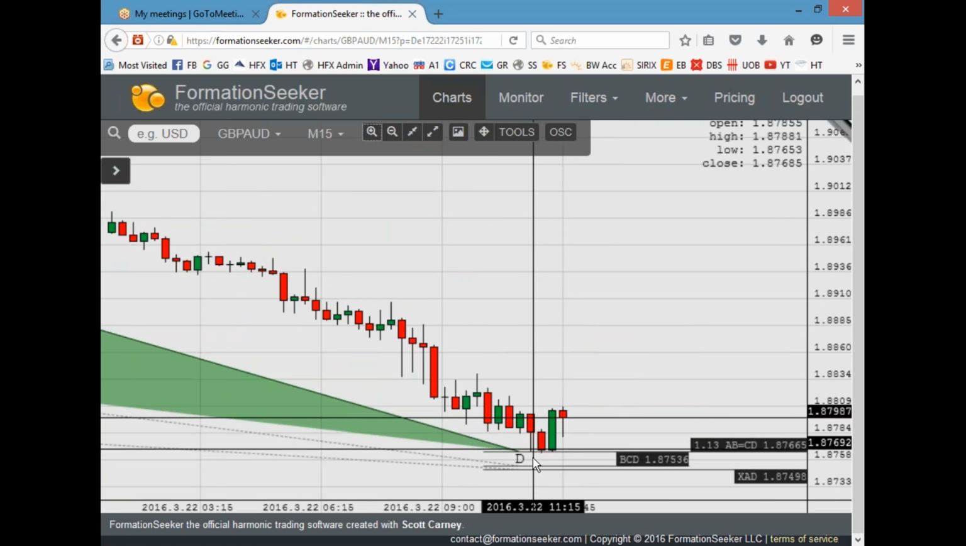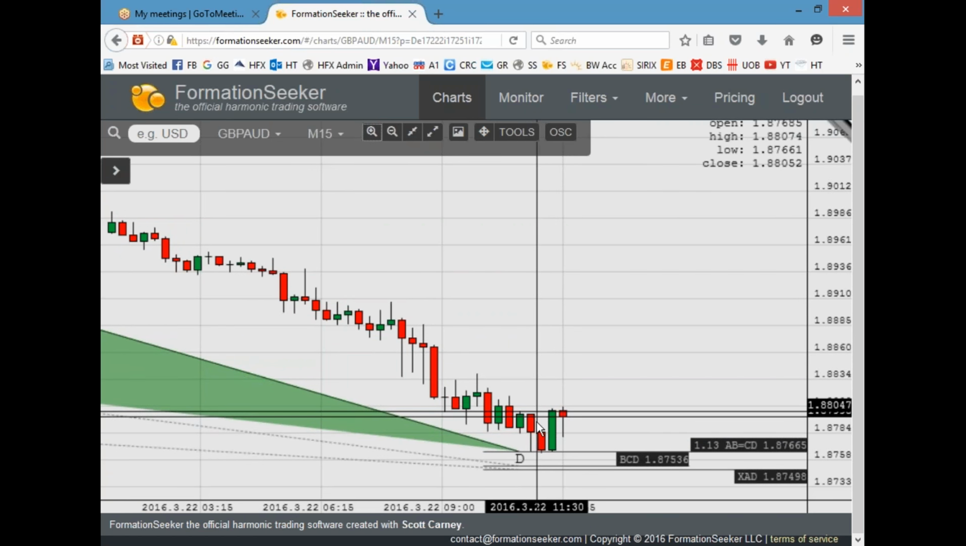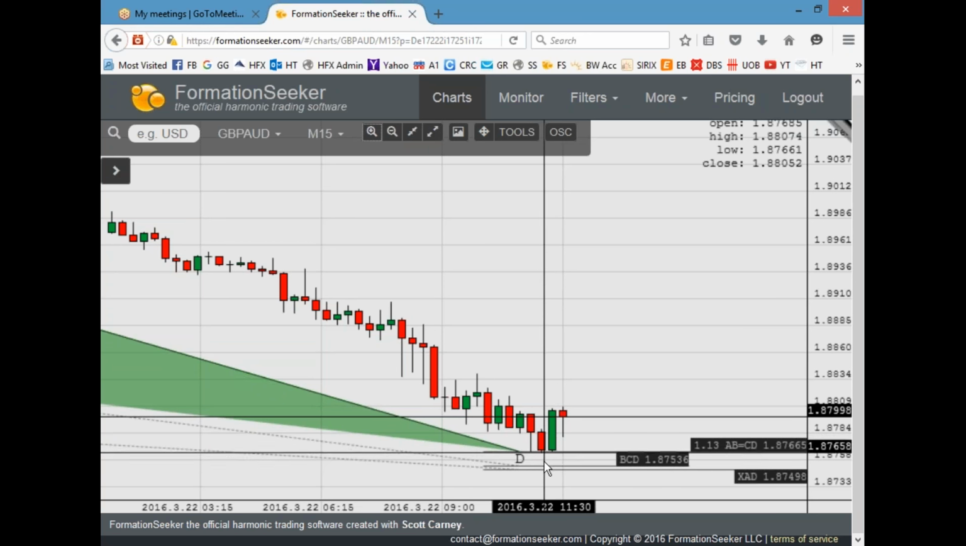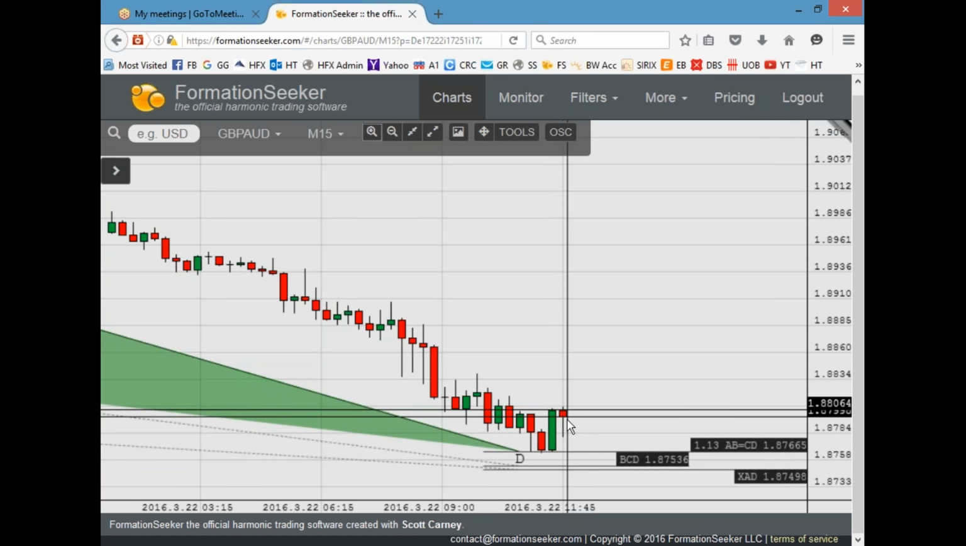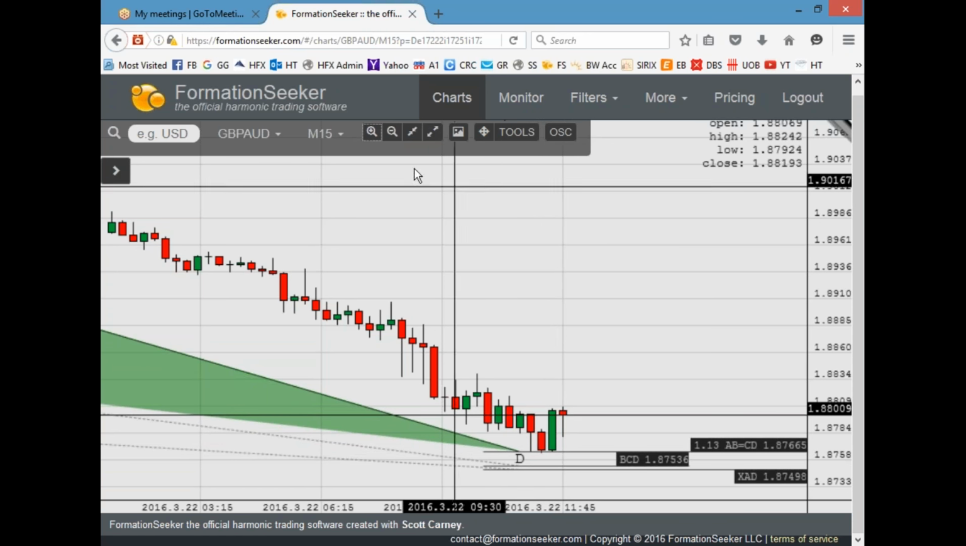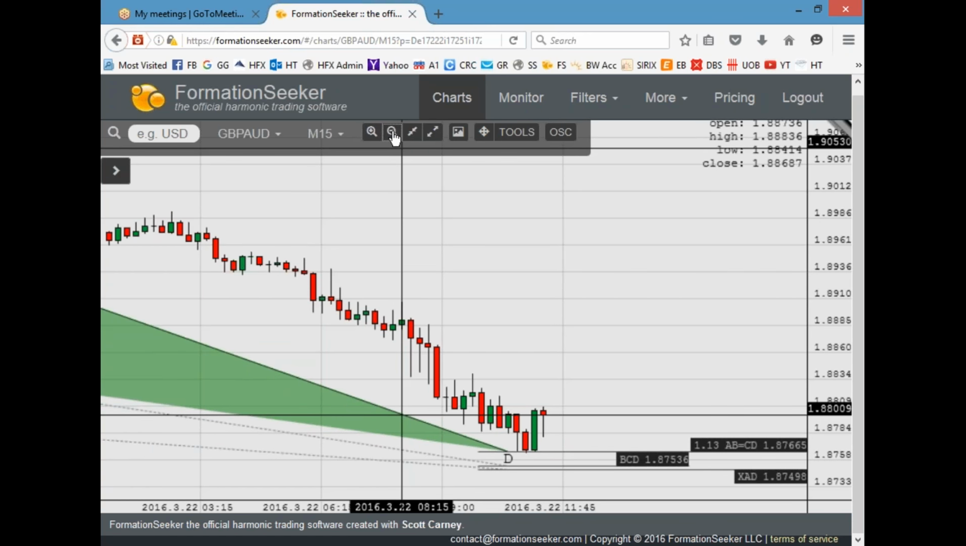Now for harmonics, you need to have three levels, and a bar has to cross these three levels. So as you can see, it has hit the first level, but it has not hit the second one, neither has it hit the third one. So although there is a nice bounce off this, you cannot get tempted and click and say, okay, harmonic pattern is completed already, I'm going to go in.